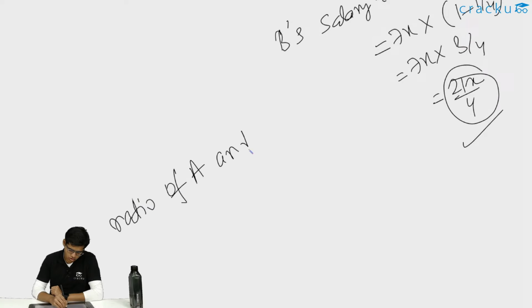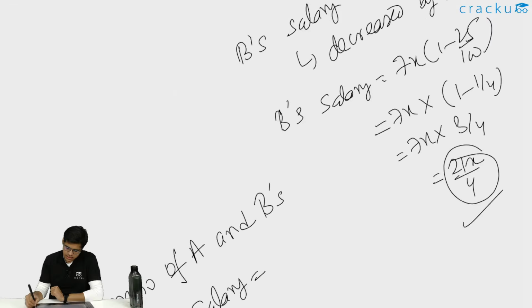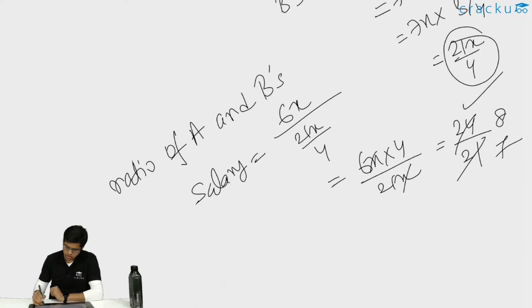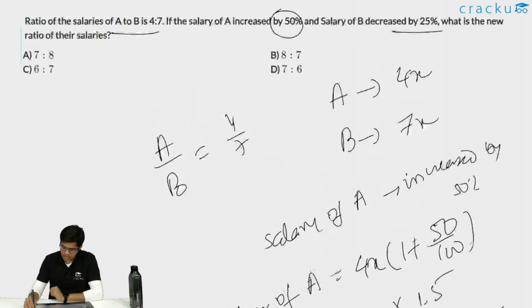So ratio of A and B's salary is 6x upon 21x by 4, which is 6x into 4 by 21x. X I can cancel. 6 4s are 24 by 21. I can cancel by 3. 8 by 7. So correct answer is 8 by 7. Ratio of A's and B's salary is 8 by 7. So option B is the right answer. 8:7.